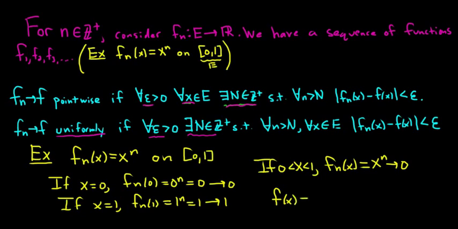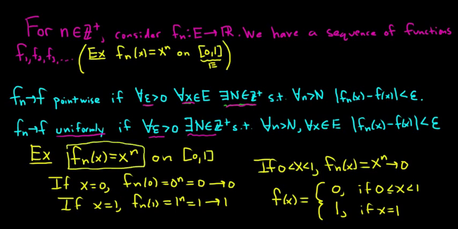So it looks like our f, the limit in this problem, is a piecewise function. It looks like it's going to be 0 if x is less than 1 and greater than or equal to 0, and it's going to be 1 if x is equal to 1. So we could prove that this sequence of functions converges pointwise to this function.